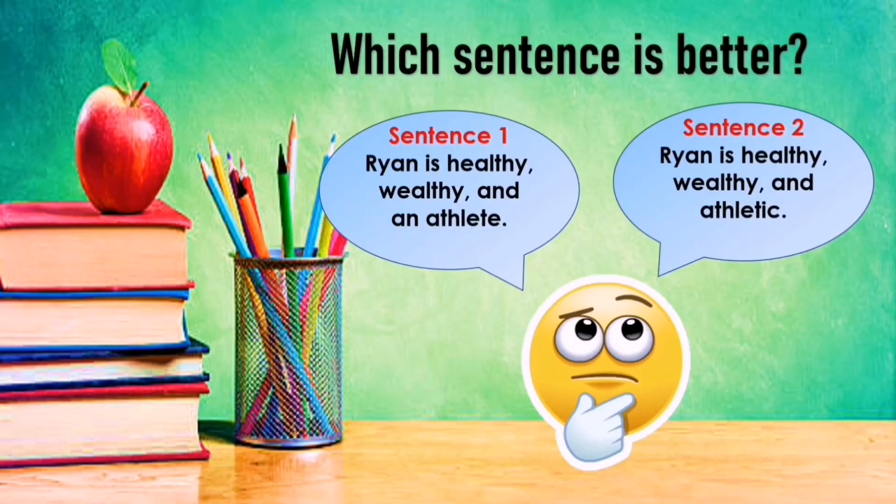Do you have any idea about parallel structure? I have here two sentences. Which is better? Sentence 1. Ryan is healthy, wealthy, and an athlete. Or sentence 2. Ryan is healthy, wealthy, and athletic. Both sentences are grammatically correct, but sentence number 2 is better. Why? Because it is parallel in structure.